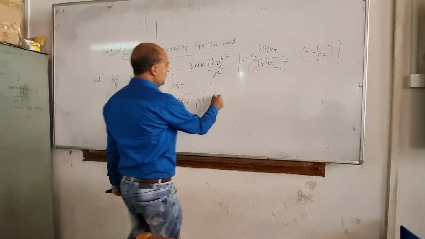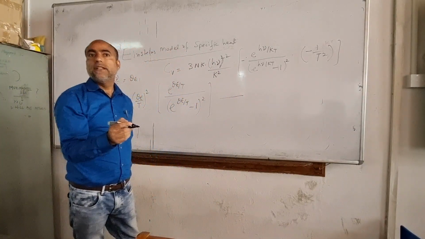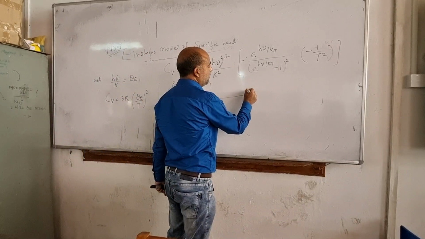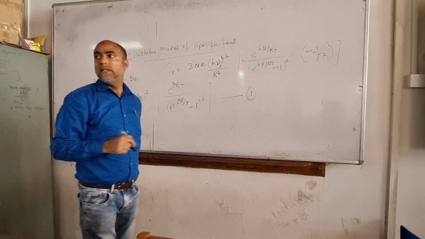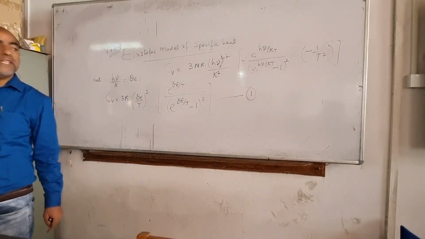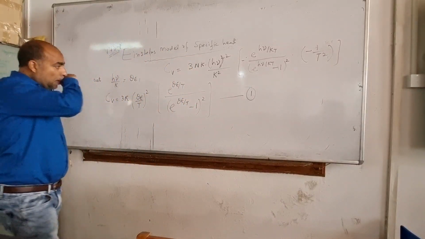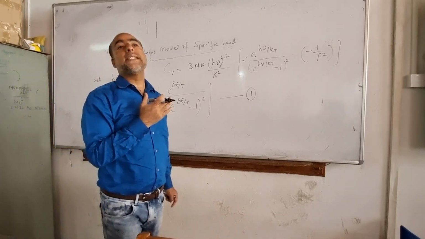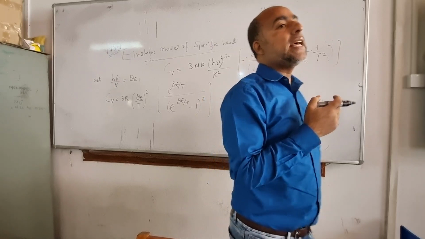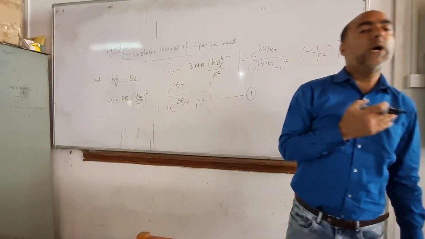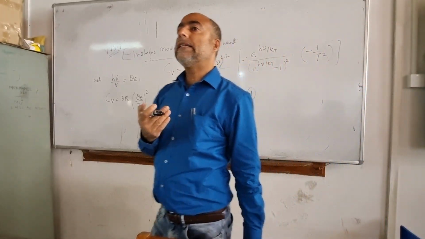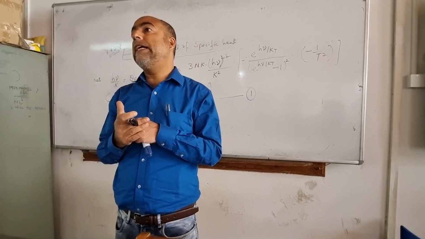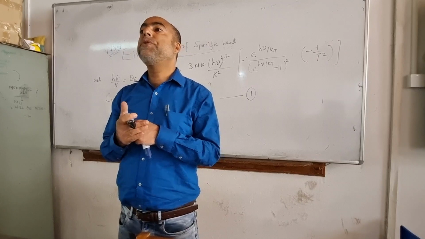Then this is equation number 1, and the other is equation number 2. Now, this is the expression that we have got for specific heat. We are taking the assumption that atomic oscillators vibrate independently but with the same frequency.